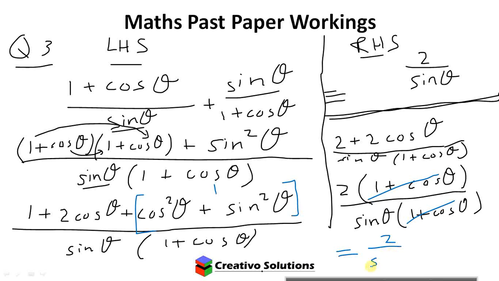So we get 2 over sine theta. There's only really one identity there. Yes, this one was easy compared to the other one we did. That's what confused me so much. Okay, right, that one's done.